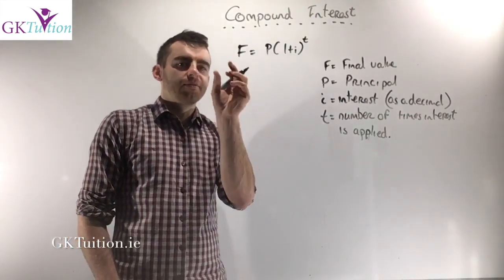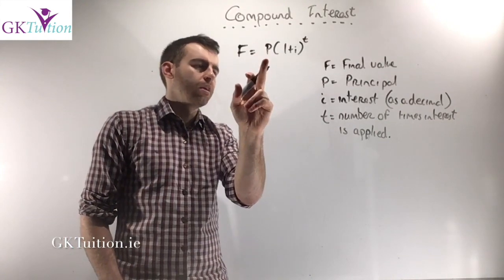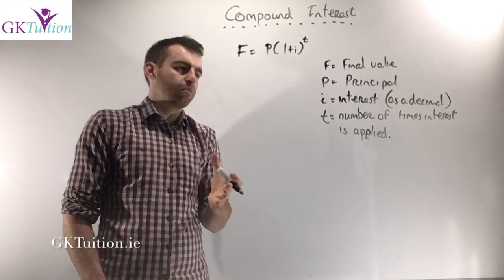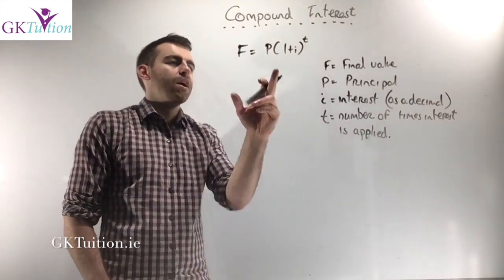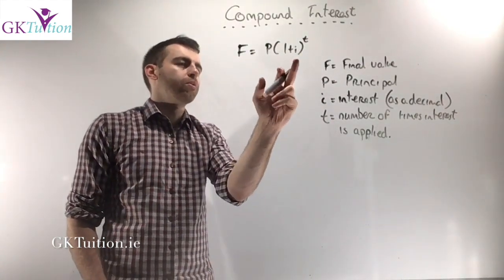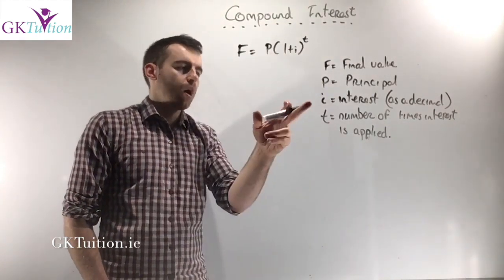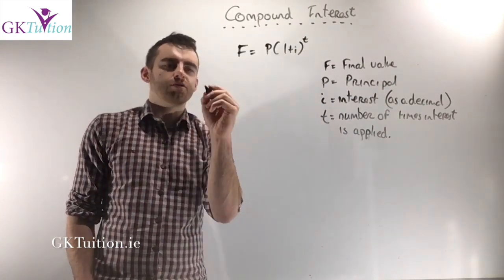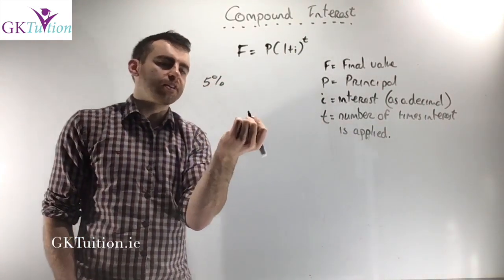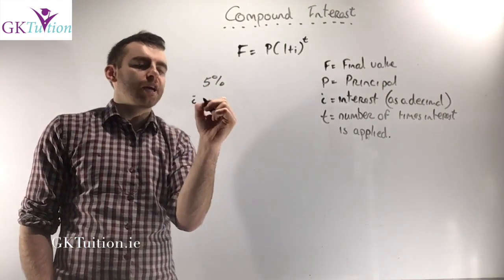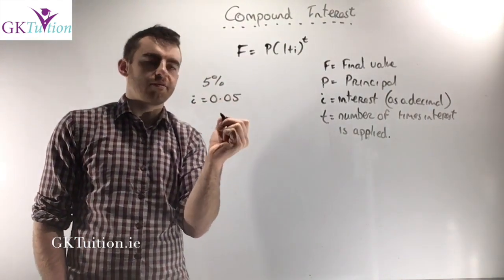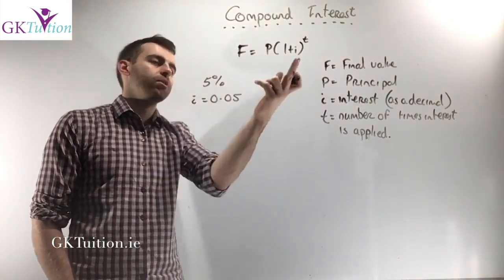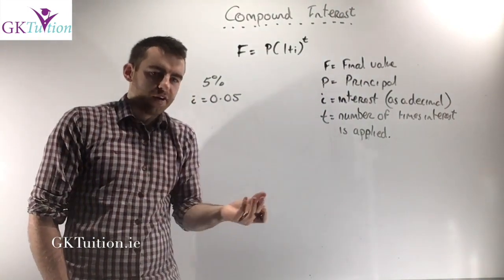The final value of your investment is equal to P, which we call the principal, or you could just think of it as the initial investment. The principal just refers to the initial investment. It's the initial investment multiplied by 1 plus I to the power of T, where I is the interest rate as a decimal. So for example, if the interest rate was 5%, to convert that to a decimal, you would divide by 100 and your I would be 0.05. 5 divided by 100 is 0.05, so you put in I as 0.05, which represents an interest rate of 5%.